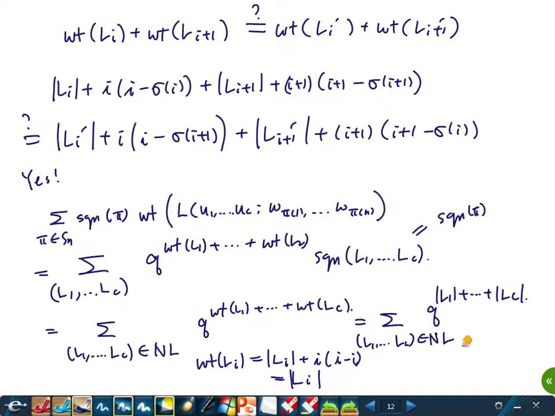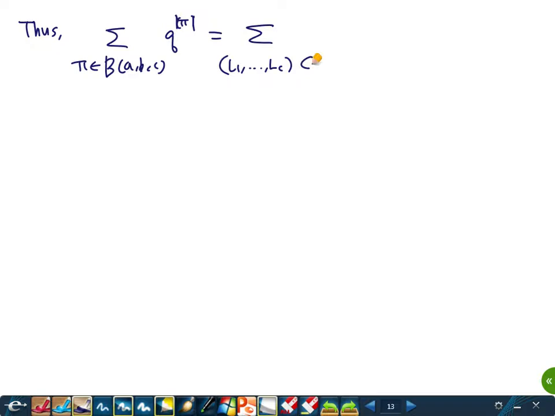And this is the generating function for lattice paths and the generating function for plane partitions. So we expressed the generating function for plane partitions as a determinant. So, theorem: the generating function for plane partitions in the A, B, C box, Q to the pi, we know that this is equal to the sum over L1 dot dot dot Lc in the non-intersecting lattice paths. But we just proved that this is equal to the determinant of this summation.